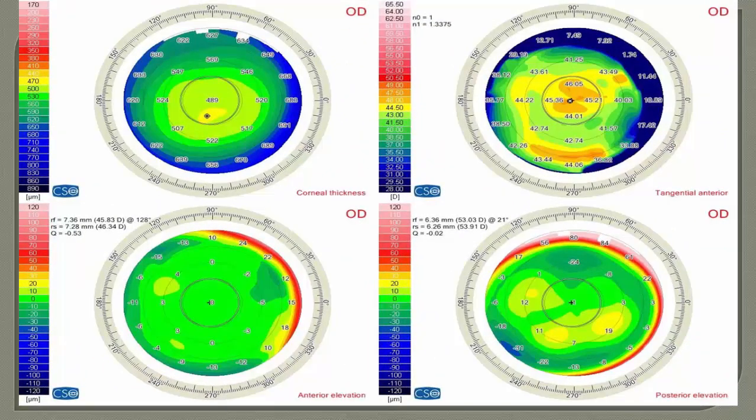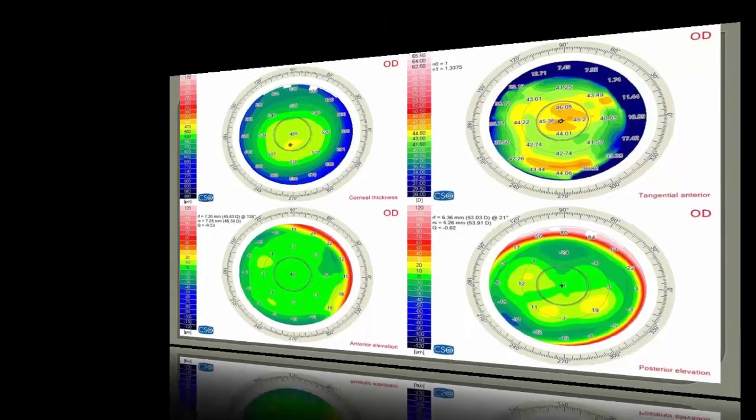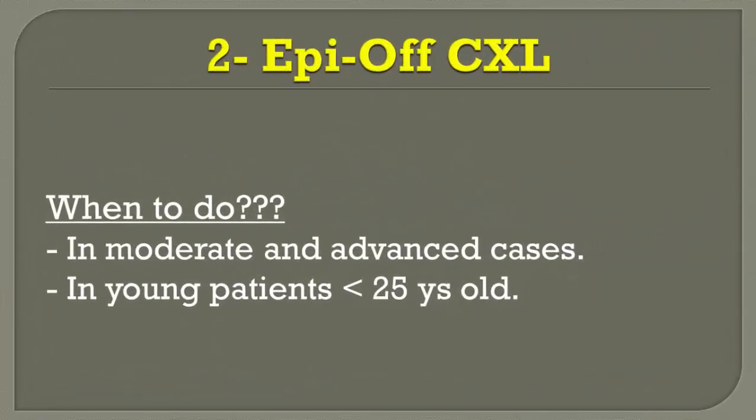In this patient, we can notice that corneal thickness is good and it is not a frank case of keratoconus. We can do transepithelial cross-linking for this patient. Epi-off cross-linking includes the removal of the epithelium before soaking of the cornea by riboflavin. We do it in moderate and advanced cases of keratoconus and in younger patients less than 25 years old. In this video, we can see the corneal collagen cross-linking operation.